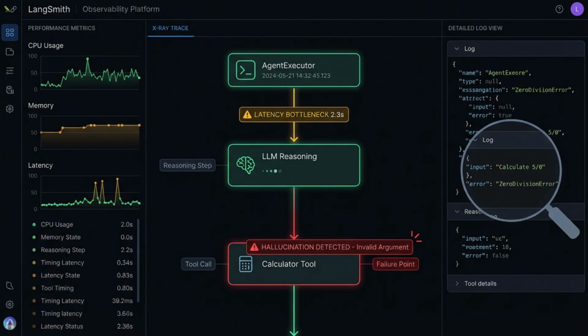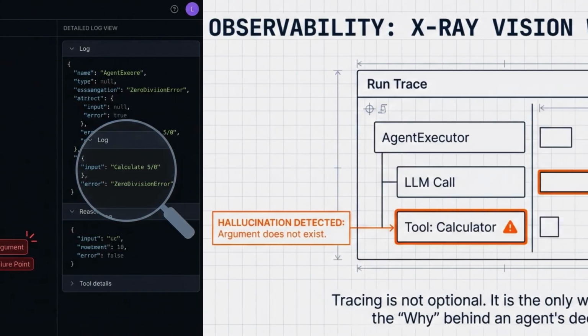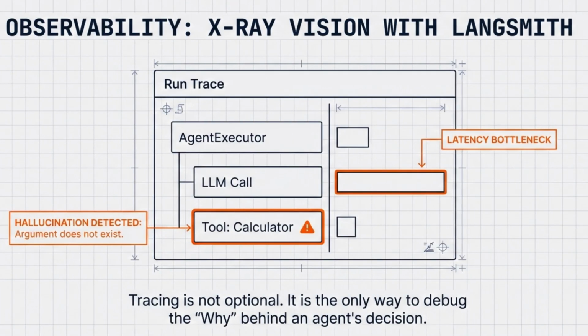Langsmith gives you X-ray vision into agent decisions. See this trace? Agent executor calls the LLM. LLM decides to use the calculator tool. But look, hallucination detected. The argument doesn't exist. And here, latency bottleneck. This isn't optional. It's the only way to debug why an agent made a decision.